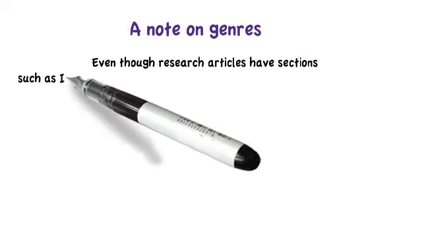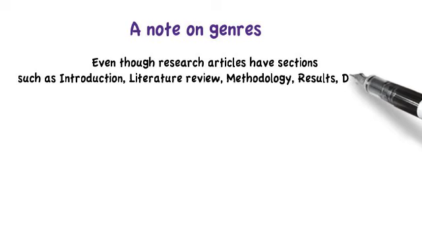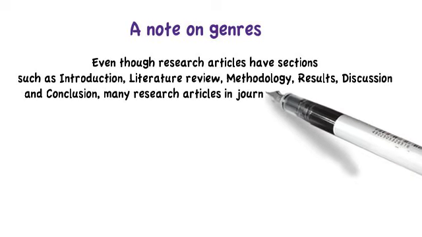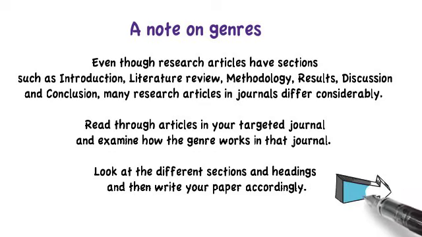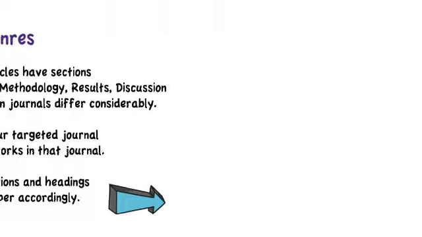So as I've said before, even though I've identified research articles as having particular sections, you really need to have a look at your targeted journal and examine how the genre works in that journal, because it may be quite different. Look at the different sections, what's gone into those different sections, look at the headings, and then write your paper accordingly. So read through articles in your targeted journal with that eye.